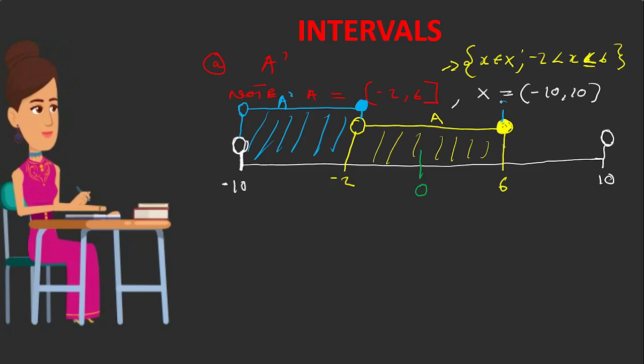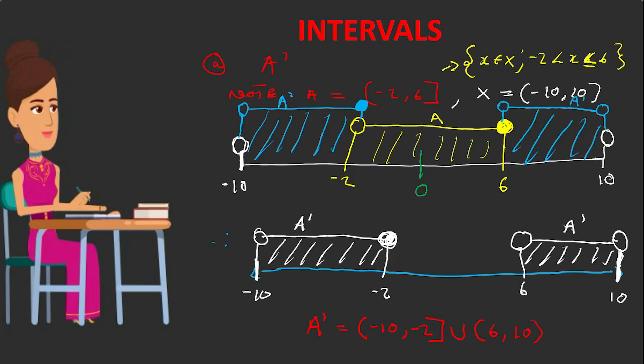6 is part of A. As a result, 6 is not part of the complement. Is that okay? You're saying 6 is not part of the complement, but as we are uniting the sets for the complement, 6 is there and it is 6,10.